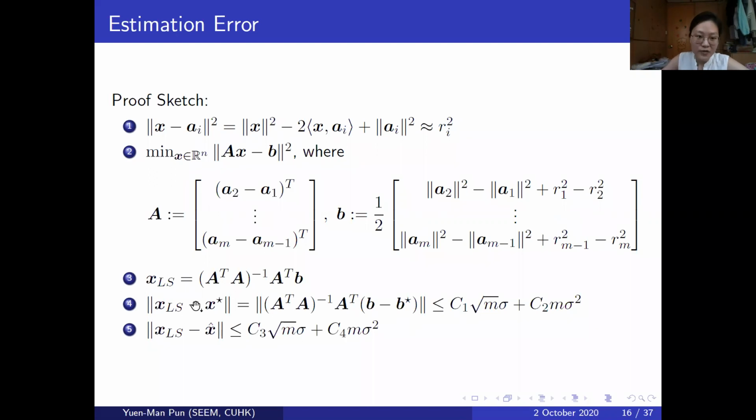After we have established these two inequalities, we can use the triangle inequality to establish the upper bound on the distance between x hat and x star. This is how we prove the proposition.